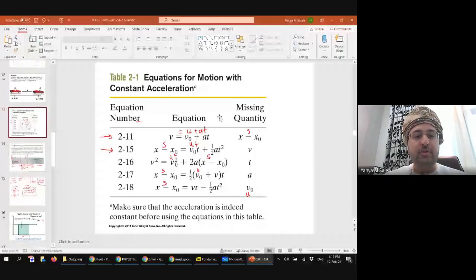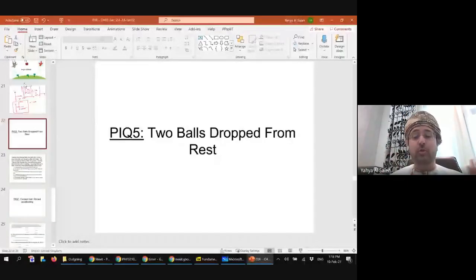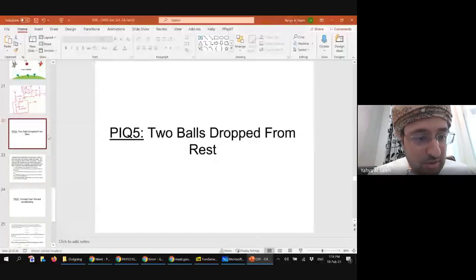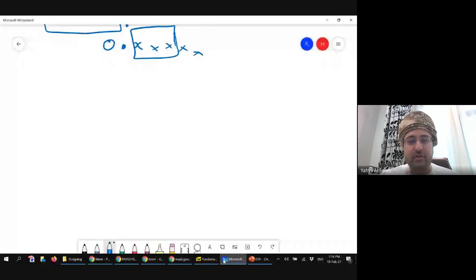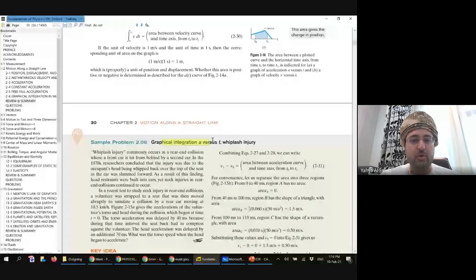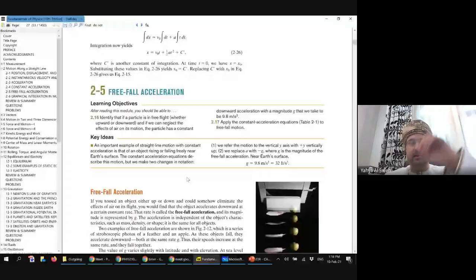Now I looked at your responses to this. We will do one PIQ now. I will split you into groups to discuss it before we end the lecture. But before I do that, I noticed in the reading check a lot of you said you had problems with graphical integration, with the whiplash injury, sample problem 2.06 and sample problem 2.04. In 2.04 we did the problem of the two cars, and in 2.06 we did the area under the curve.